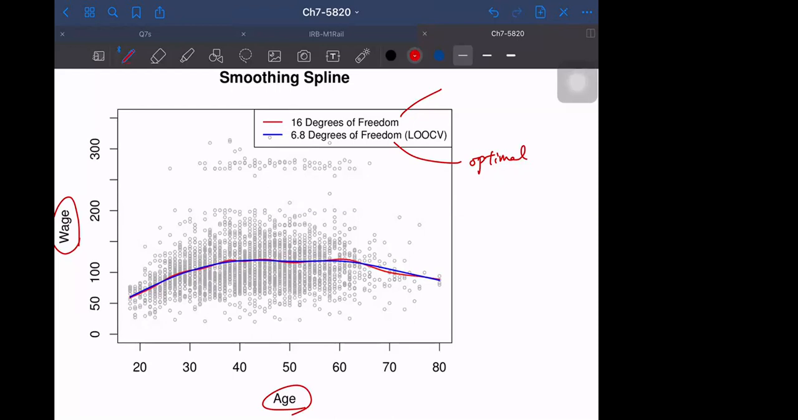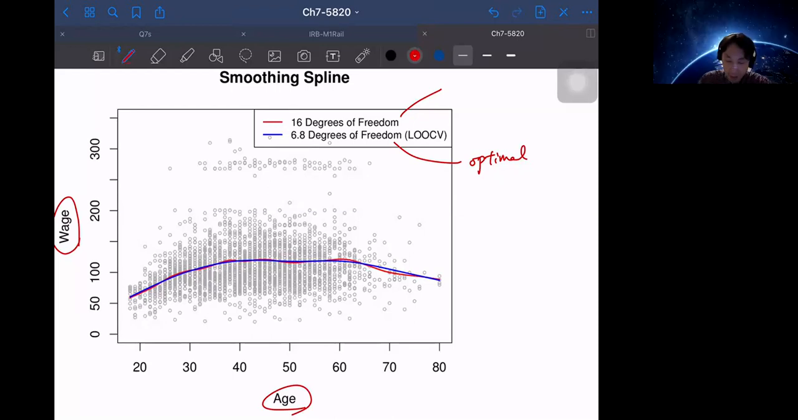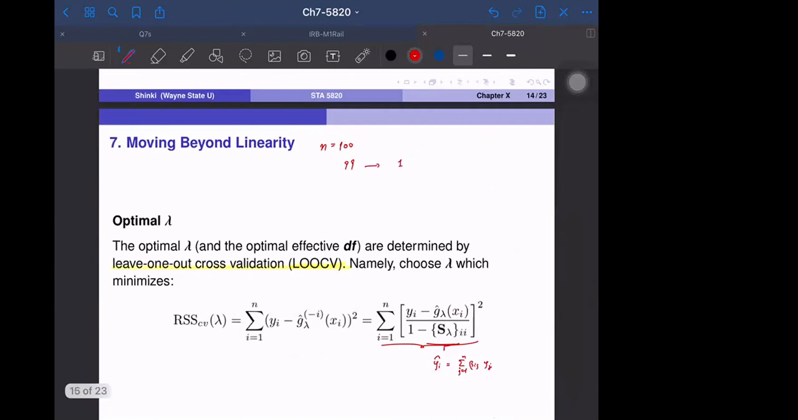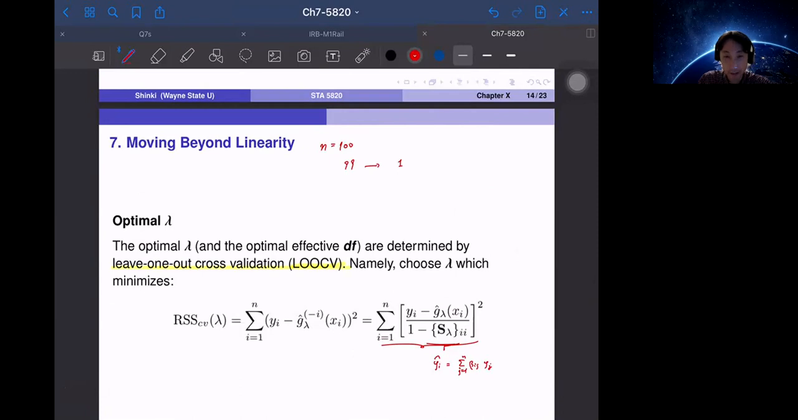Sorry, Professor. How can we have 6.8 degrees of freedom? Yeah, that's a good question. So for the smoothing spline, at first we optimize lambda by this LOCV, and once you estimate lambda, then you can calculate the S lambda.